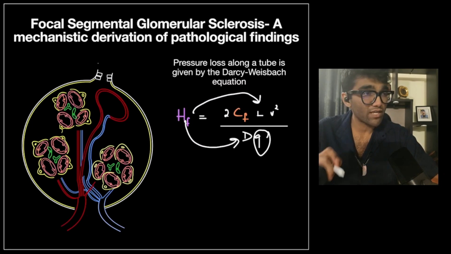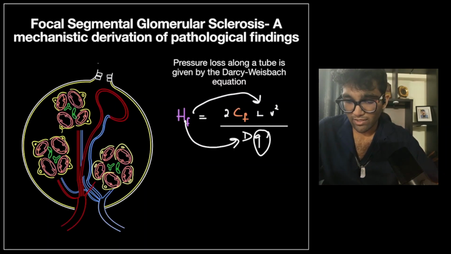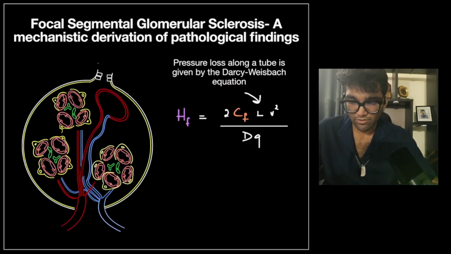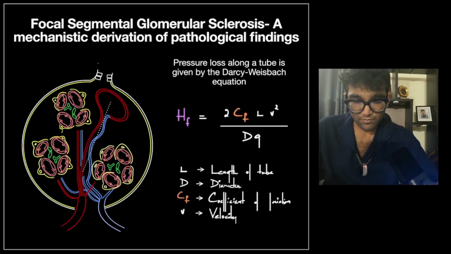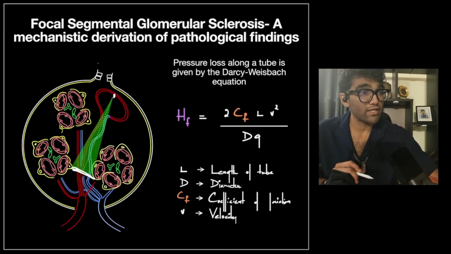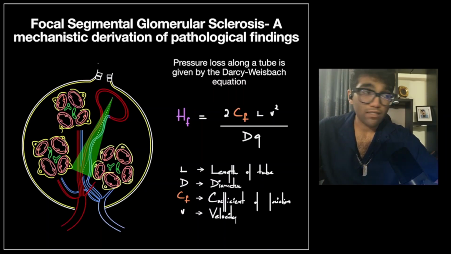G here stands for the gravitational constant, that is the acceleration induced by gravity on Earth. So that's not really relevant at this scale, so we're not going to go into that. Okay, so this is what the equation says. Naturally the pressure is maximum at the base of the capillary bed and decreases subsequently towards the apex of the capillary beds. And so I'm showing it as that green triangle.